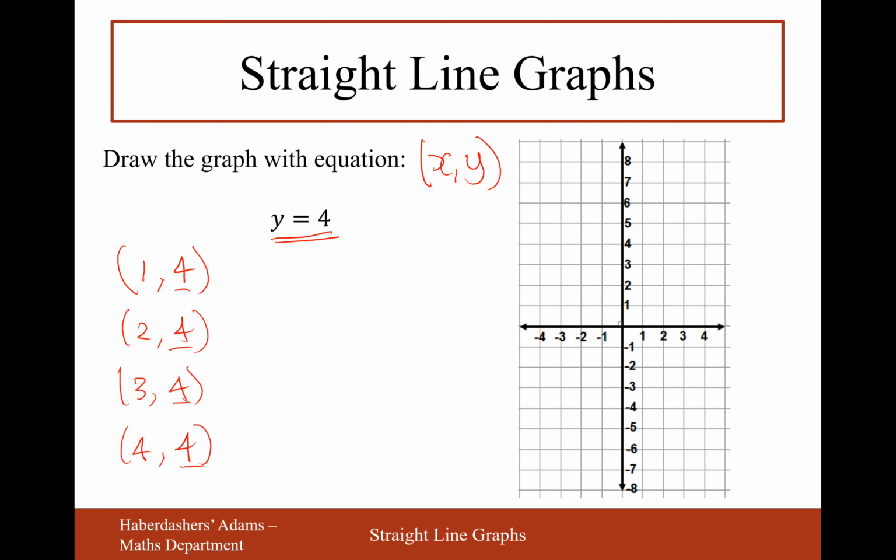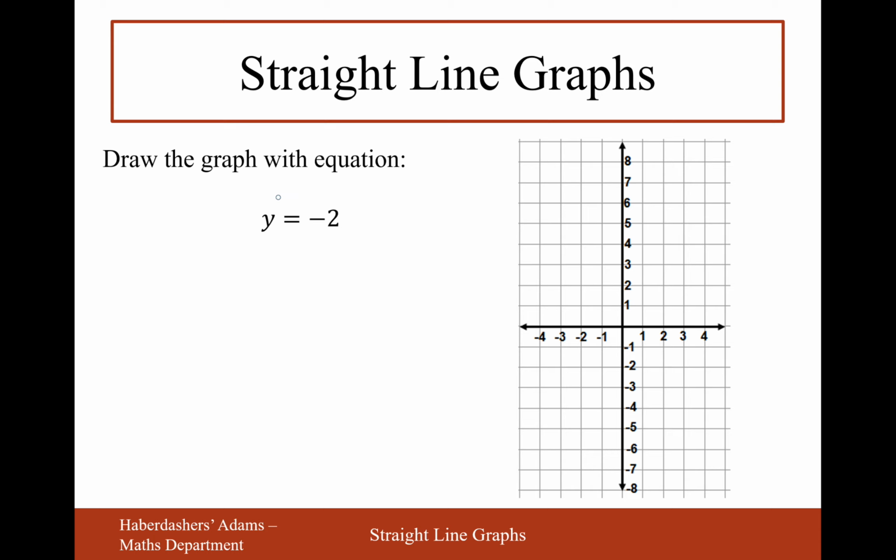Start from the centre, 1 to the right, 4 up. Start from the centre again, 2 to the right, 4 up. Start from the centre again, 3 to the right, 4 up. Start from the centre again, 4 to the right, 4 up. And you can see what would happen here. It would form a horizontal line for y equals 4. When you're drawing these graphs, once you've drawn a straight line graph, write the equation at the end of the graph and it just looks really nice and neat.